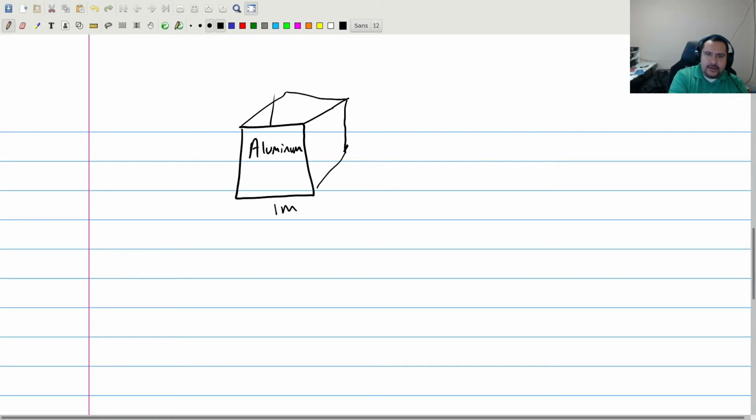So 1 meter, and 2 meters along that edge. Okay, so we have this piece of aluminum, and the density of aluminum is somewhere around 2,710 kilograms per cubic meter. So I want to know first, what is the weight of this block?